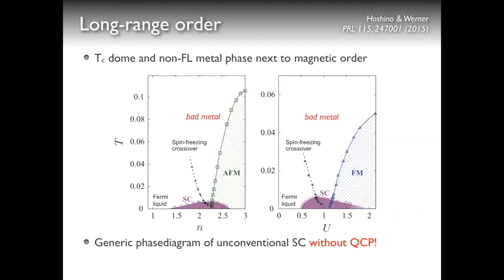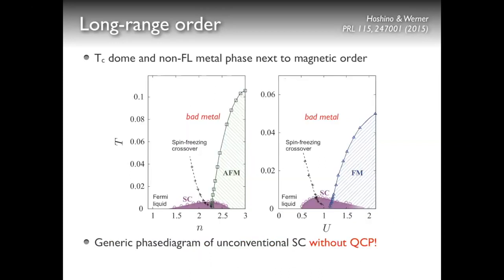And so very naturally, directly above this dome, we will have these non-Fermi liquid exponents, like a square root frequency self-energy, which then translates into, for example, linear T resistivity. And we have, of course, then the crossover from bad metal to Fermi liquid at high temperature.